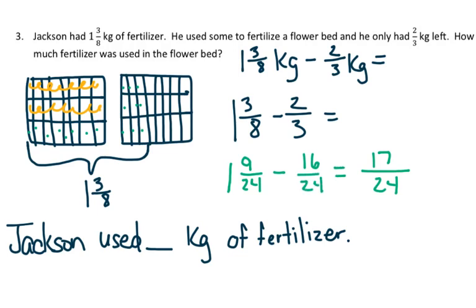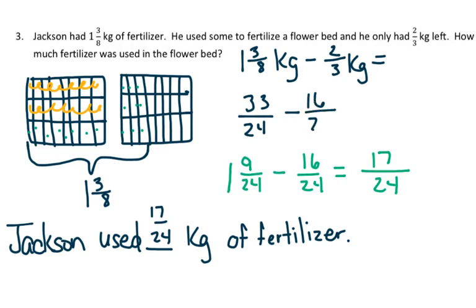With the common denominator of 24, it's 1 9/24 minus 16/24. So Jackson used 17/24 kilogram of fertilizer. Now in the next lessons, we'll be changing 1 9/24 and making that an improper fraction. So it would be 33 minus 16, which is still going to be 17/24.